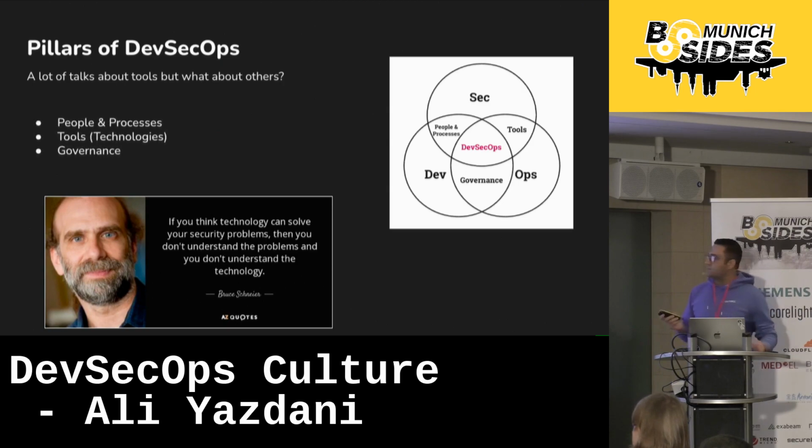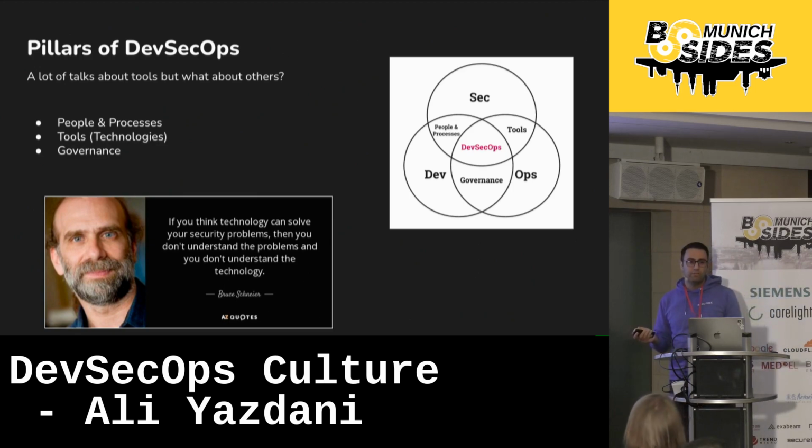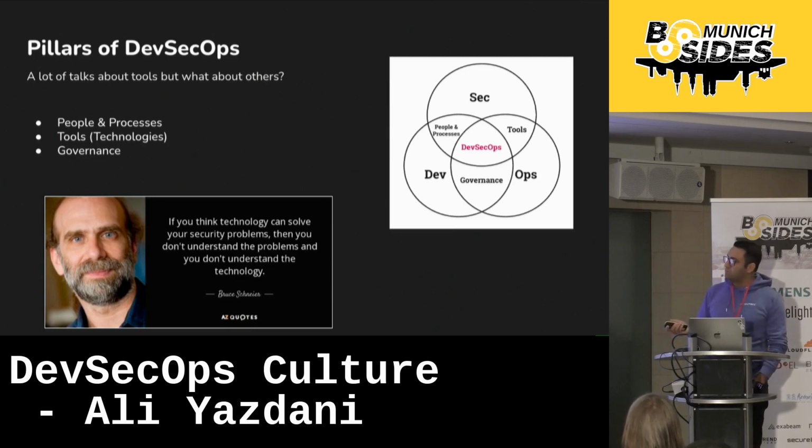And based on this quote, we can say we have three main pillars for DevSecOps: people and process, tools and technology, and governance. We have to implement all of them, and we have to consider all of them to have a full DevSecOps environment.